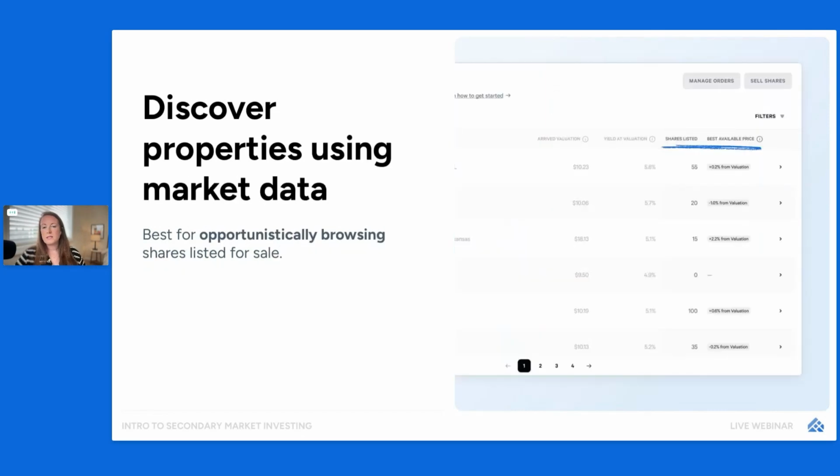And then the last two columns in the secondary market table are useful on their own as well as in conjunction with the filters I just showed. So sorting by the shares listed column will help you see properties at the top of the list with the most shares available. You can use this in the same way that you'd use that minimum shares listed filter to find only properties that fit your desired minimum investment. And then sorting by the best available price column helps you bring the best deals to the top of the list as a buyer. This shows you the best price in the order book in relation to the property's Arrived valuation and how far above or below it might be. Realistically, I think you'll probably end up using a mixture of both methods to find the right properties to invest in on the secondary market.